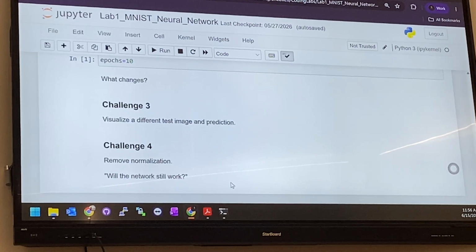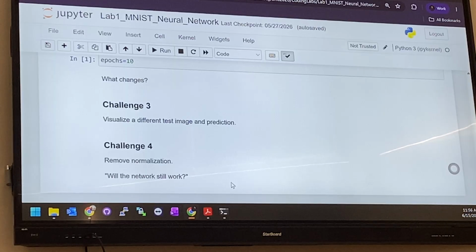Challenge number 4 is what I want you to discover. Remove normalization. Do you remember that we had a piece of code that divided by 255? Get rid of it and rerun the whole notebook with 5 epochs and 128. Don't go to 10 and 256, but remove the normalization. What do you see?